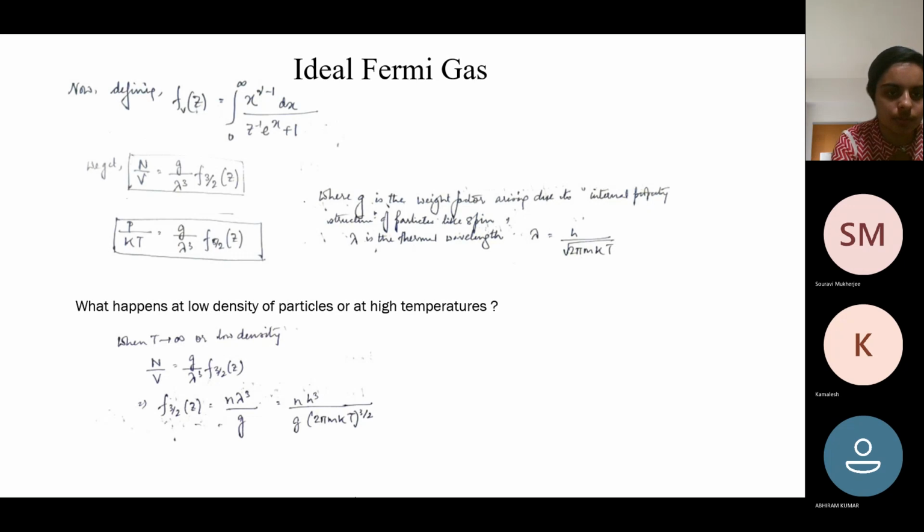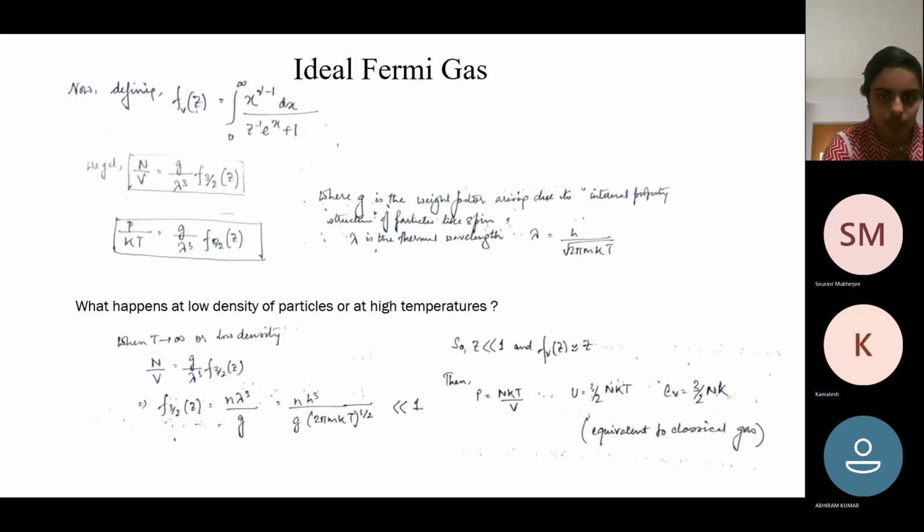Any idea? If you consider this limit, how will this value change? What would be the value? Will it be large? Will it be small? It will be small, right? So it will be very, very small, smaller than 1.